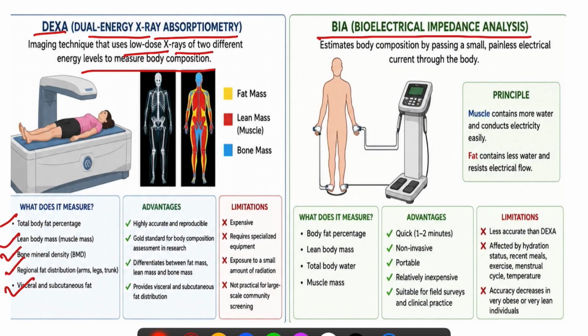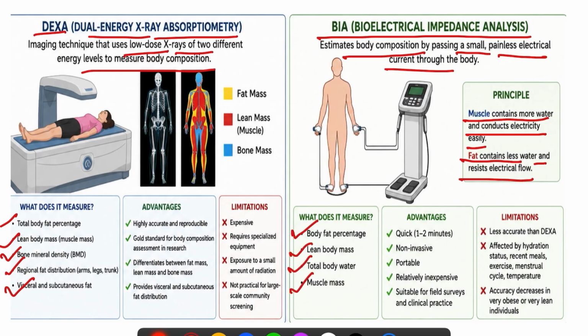In bioelectrical impedance analysis, estimation of body composition is done by passing a small painless electrical current through the body. The principle is based on the fact that muscle contains more water and therefore conducts electricity easily, while fat contains less water and resists the electrical flow. It can also measure body fat percentage, lean body mass, total body water and muscle mass.